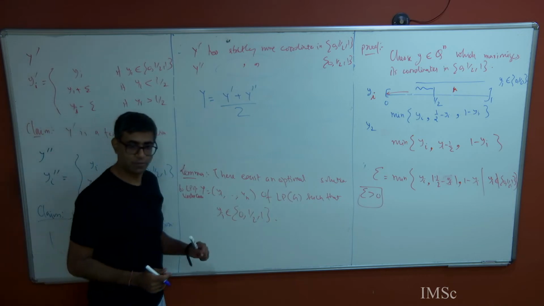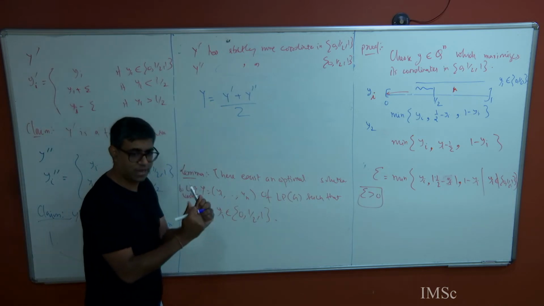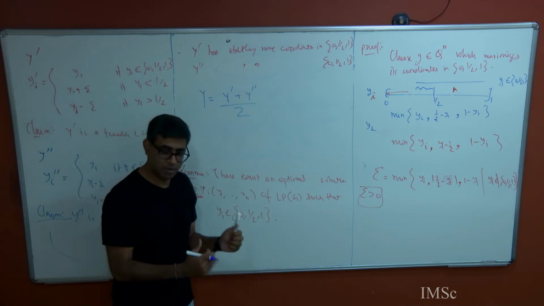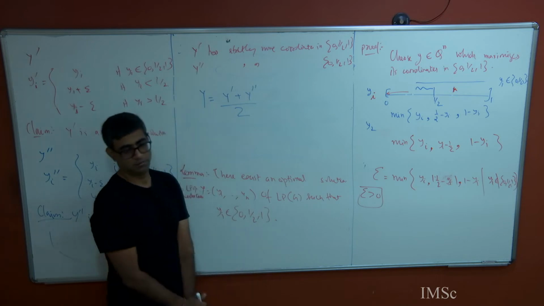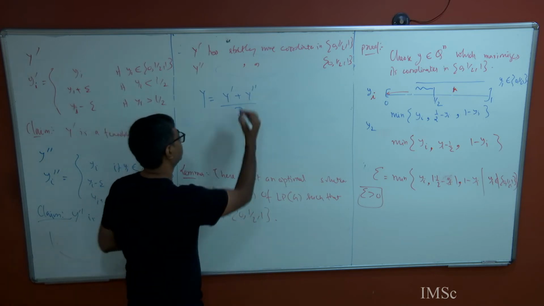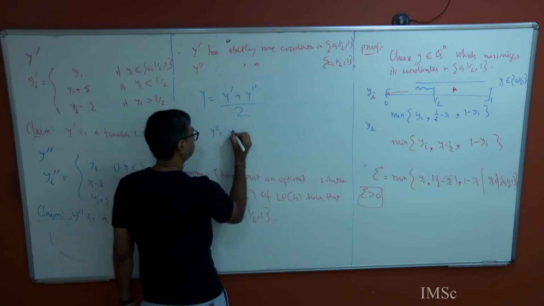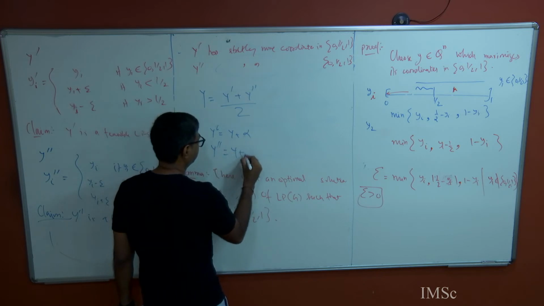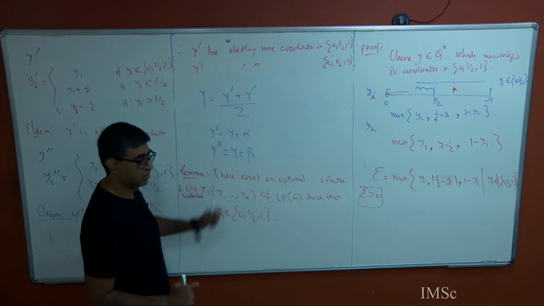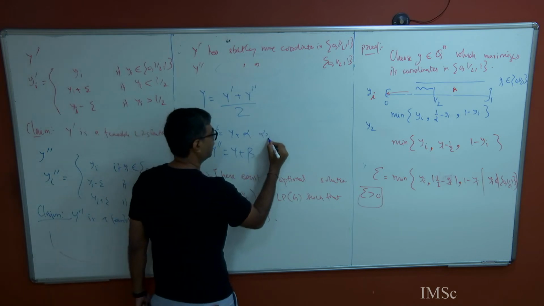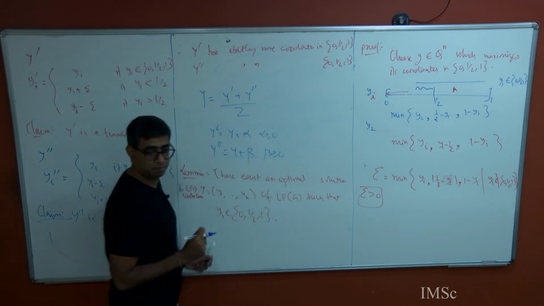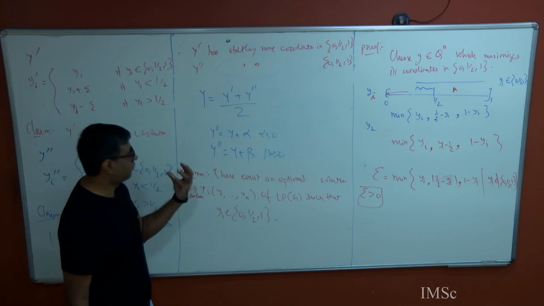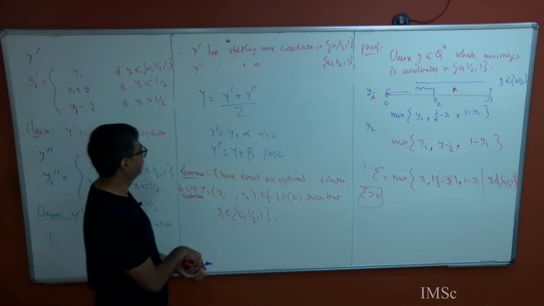So the value of y prime is only going to be equal to the value of y plus something. Then the value of y double prime is the value of y plus something. Suppose y prime is y plus alpha, and y double prime is y plus beta. We know that alpha is greater than or equal to 0 and beta is greater than or equal to 0, because y prime and y double prime are feasible solutions, and hence their value can only be more than my LP value.